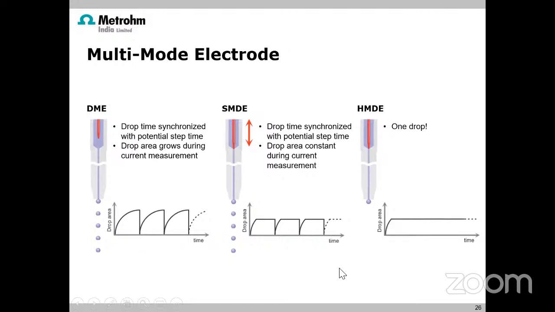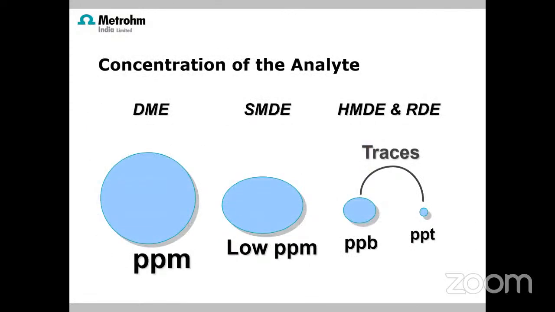So this is what it means by the multimode electrode. Now, which electrode to use in which application? DME, that is dropping mercury, is used for higher PPM levels. For lower PPM levels, static mercury. And for PPB, PPT levels, we use hanging mercury drop electrode and rotating disc electrodes.